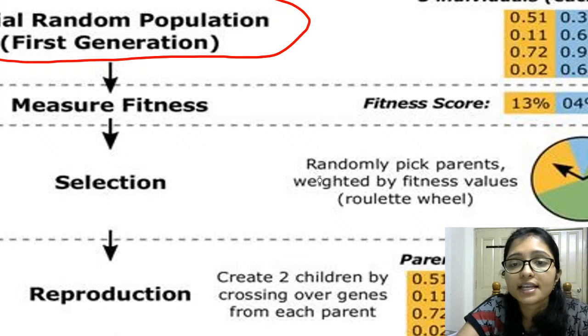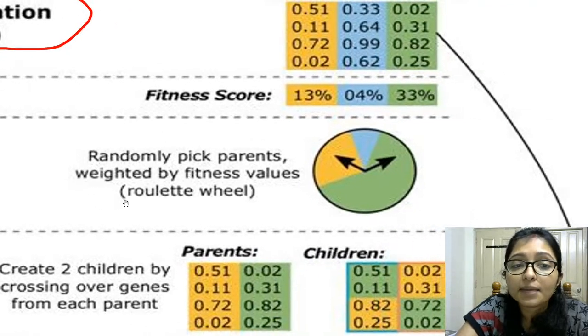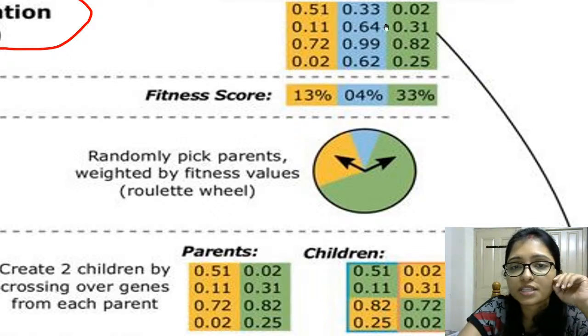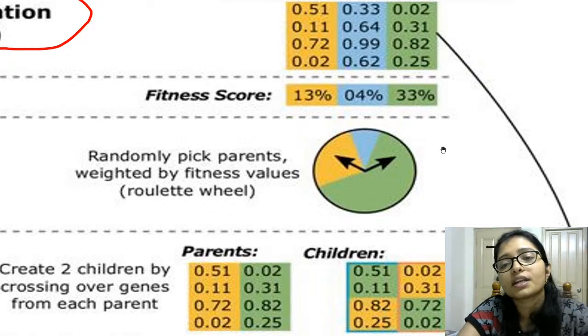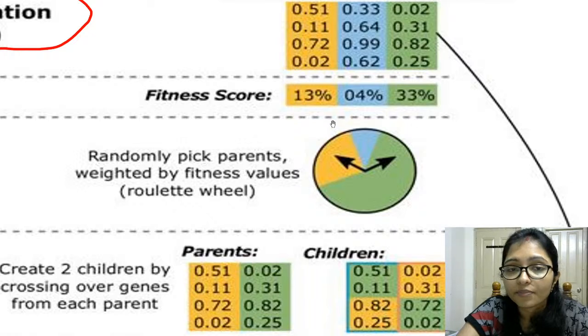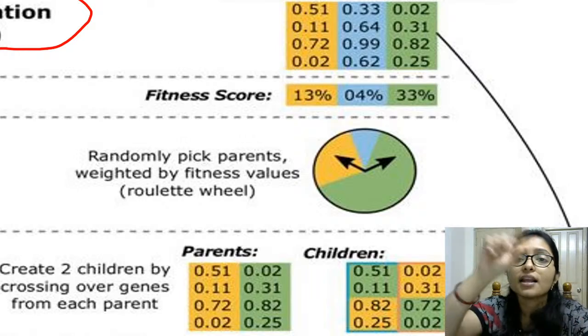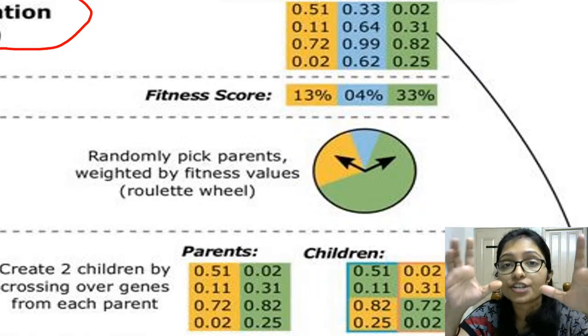How does it do the selection? Randomly pick a parent weighted by fitness value. According to the fitness values, it takes everyone: this is 13%, this is 4% and this is 33%, right. This is like a wheel, like we are doing a lottery.